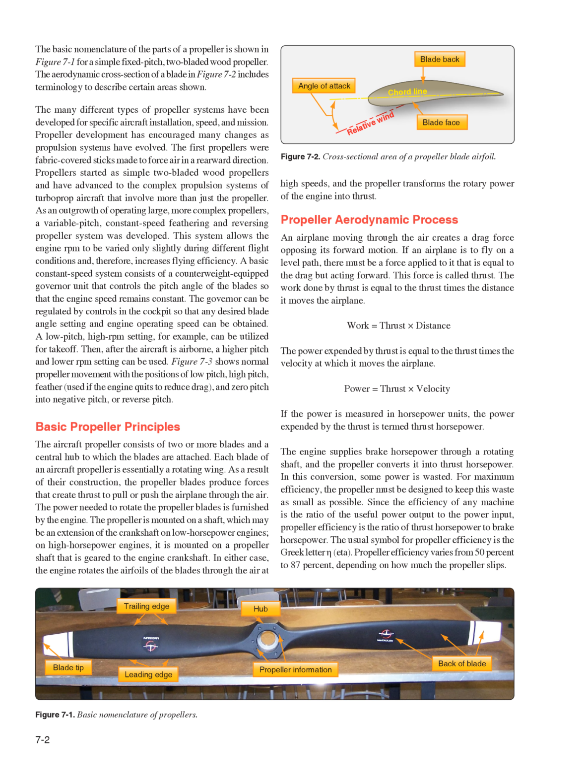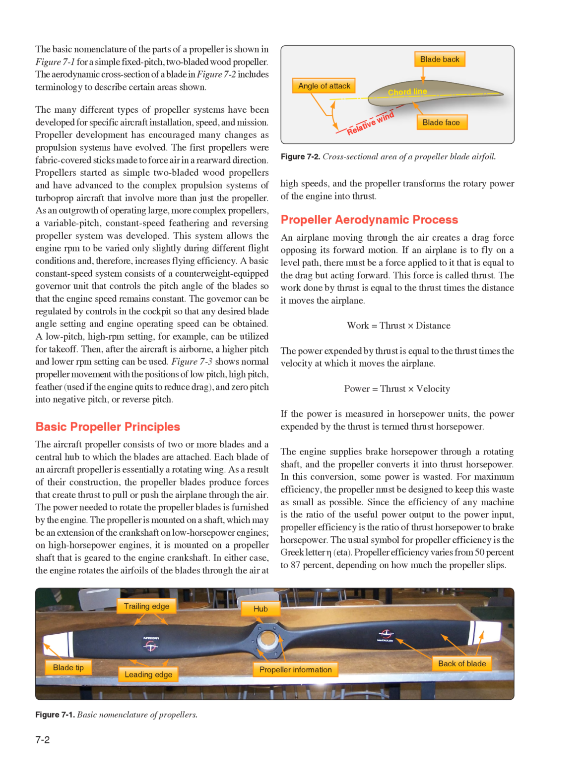The propeller is mounted on a shaft, which may be an extension of the crankshaft on low horsepower engines. On high horsepower engines, it is mounted on a propeller shaft that is geared to the engine crankshaft. In either case, the engine rotates the airfoils of the blades through the air at high speeds, and the propeller transforms the rotary power of the engine into thrust.